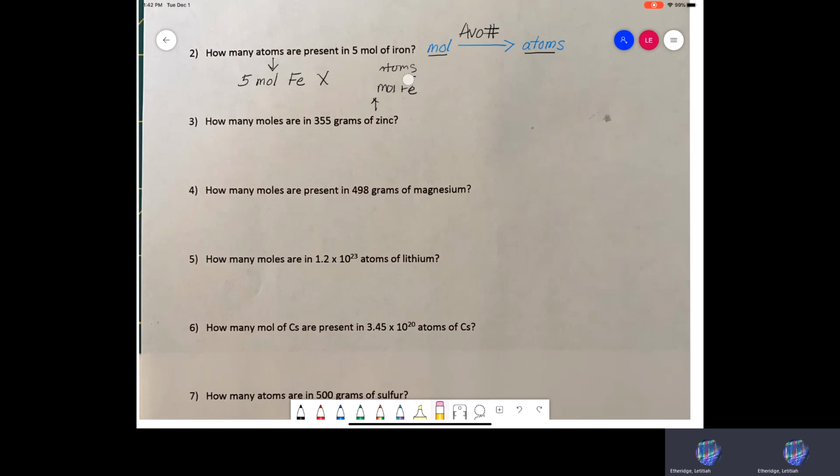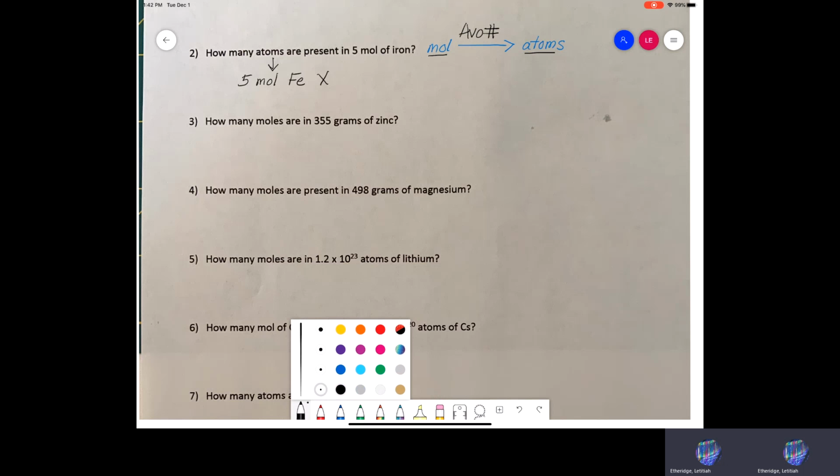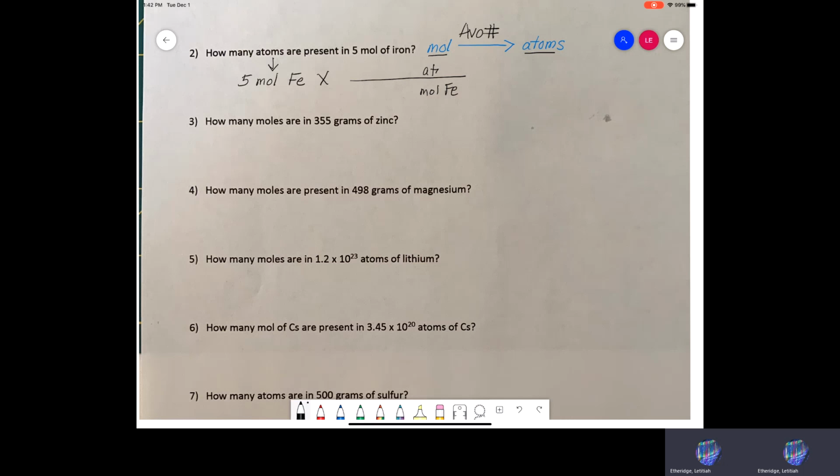And I always do this to myself. I always forget that Avogadro's number needs a little bit more space. Like, I think I'm amazing and I can write really, really small. Okay, so let's try that again. We have moles of iron. We have atoms of iron. Then I'll go about filling in my numbers. According to Avogadro's number, 1 mole of iron is 6.022 times 10 to the 23rd atoms.